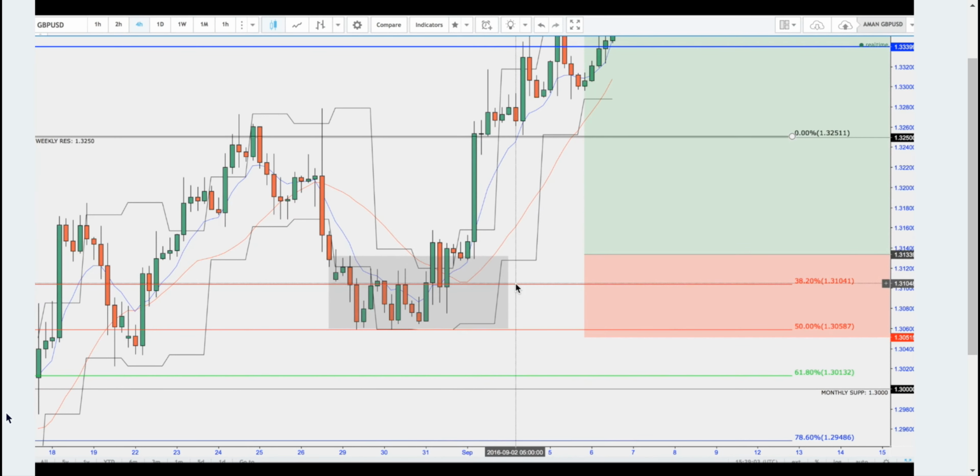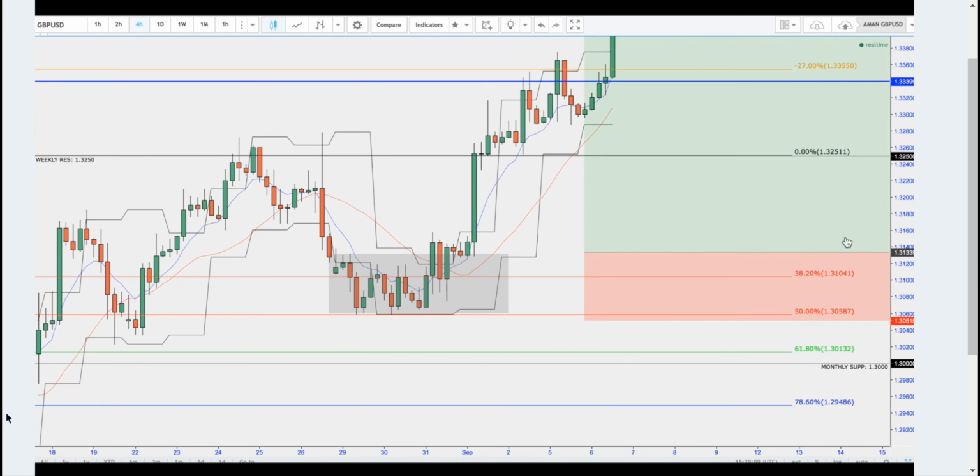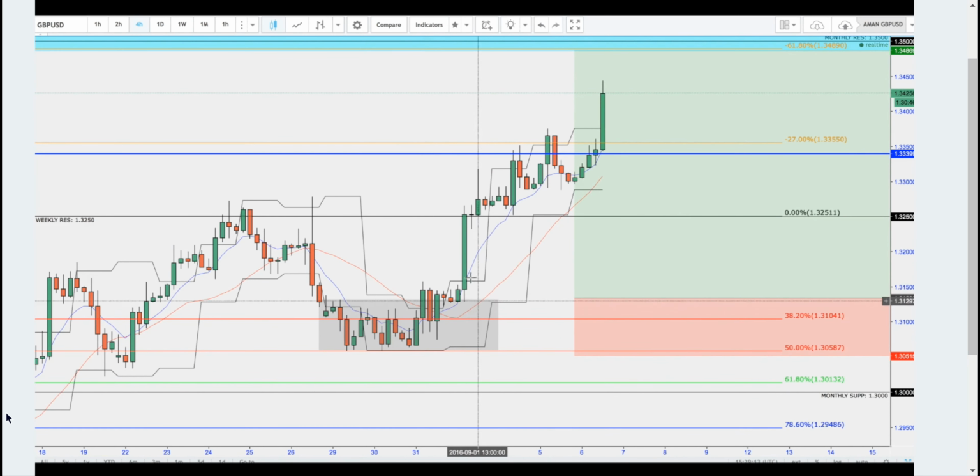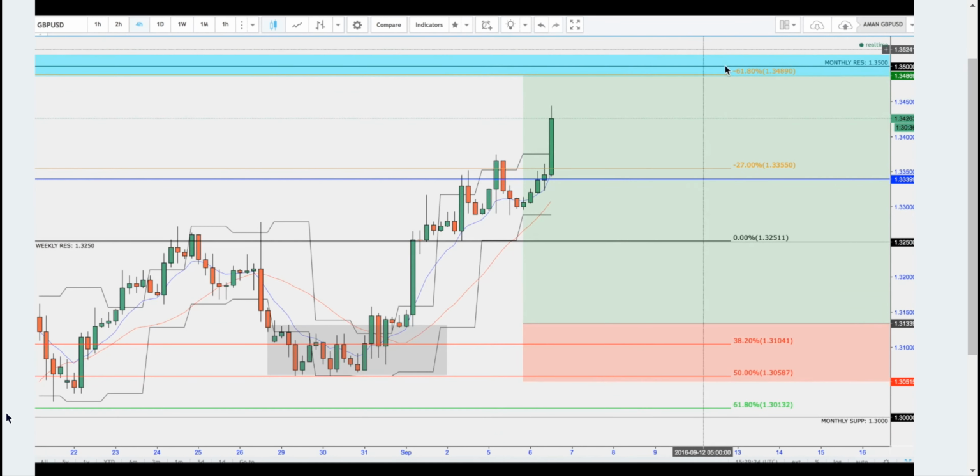So sometimes you can enter off the daily. I've already mentioned this: we don't want to be entering off weekly and monthly timeframes. We don't want to do that. We always want to just take our time to see if things can be refined and we can get a better risk reward. But as you can see now, moving averages have stayed up. We did bang our head on -27. We broke above that now, and now we're heading to the -61.8 and the monthly resistance 1.3500.